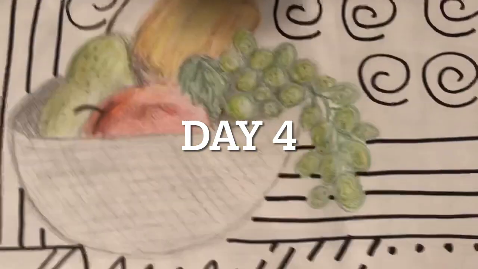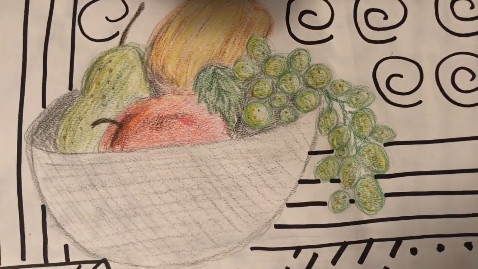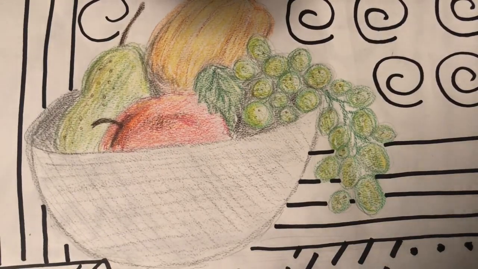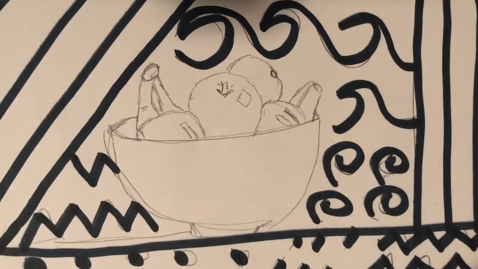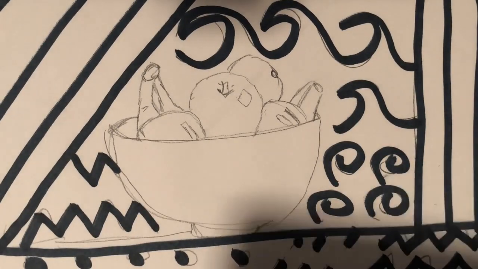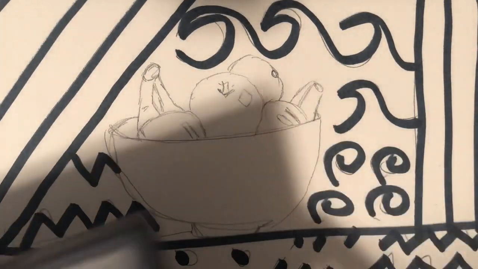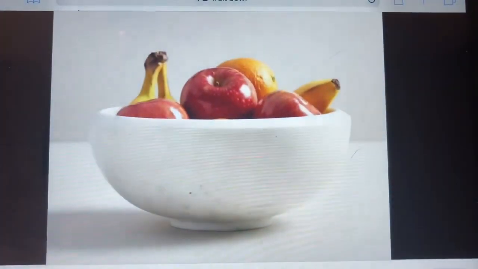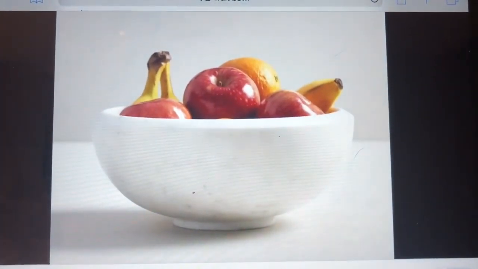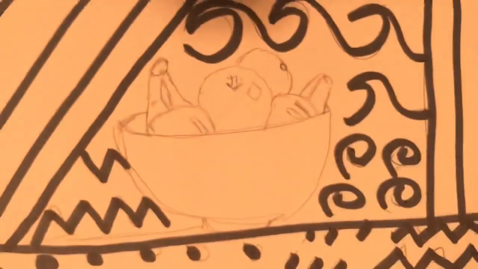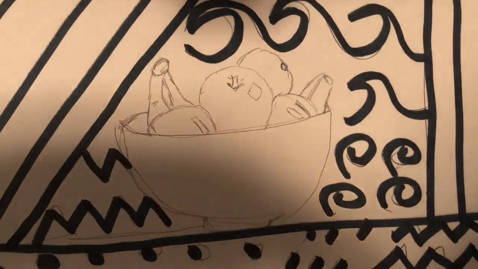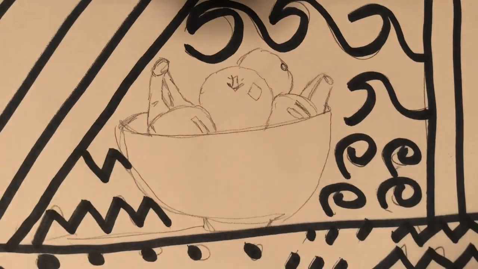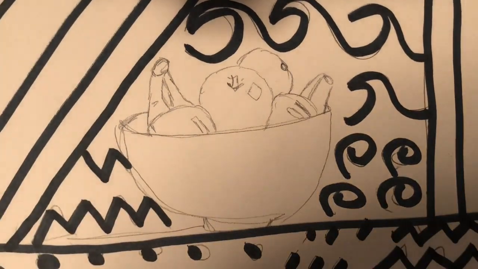All right, friends, so this is probably going to be the hardest part. Just like I did with this one, you are going to color in your fruit bowl from what you see from observation. So if you have your fruit bowl still in front of you, or if you have your picture that you saved, you can always use that as your reference. And the idea is that we are looking from observation, so we're trying to make it look as realistic as possible, or as real as possible, right?